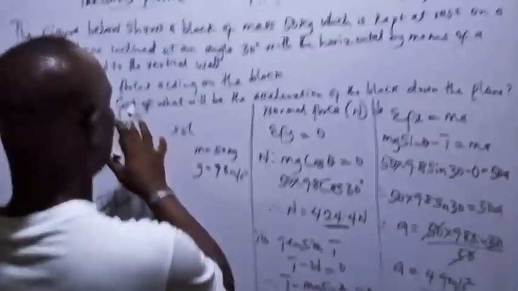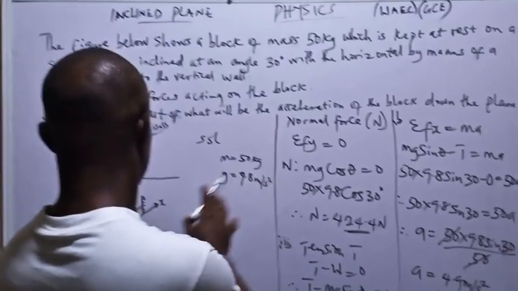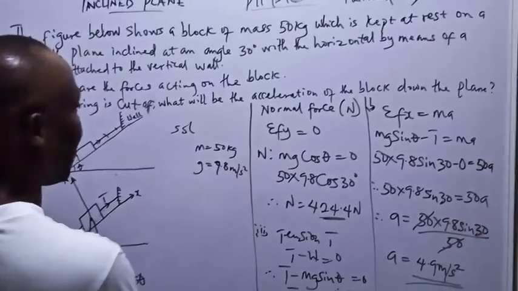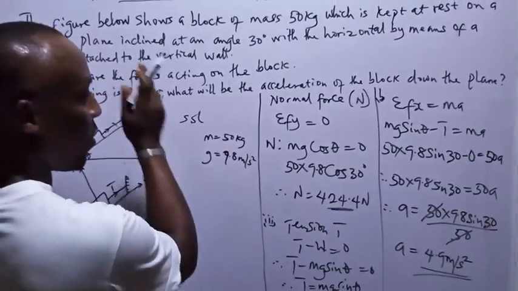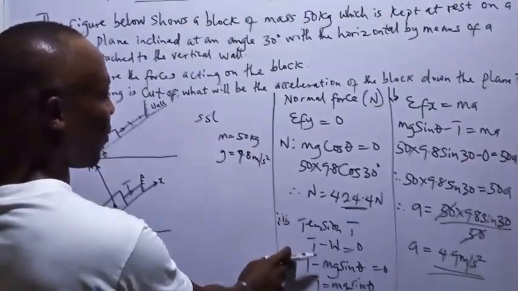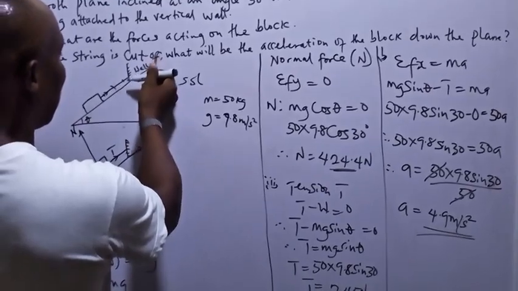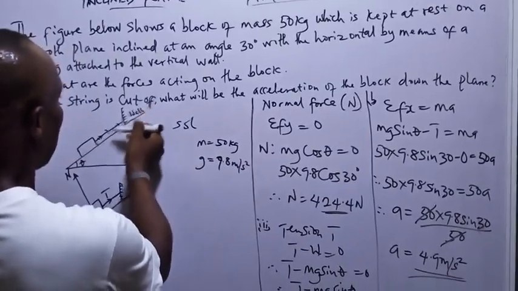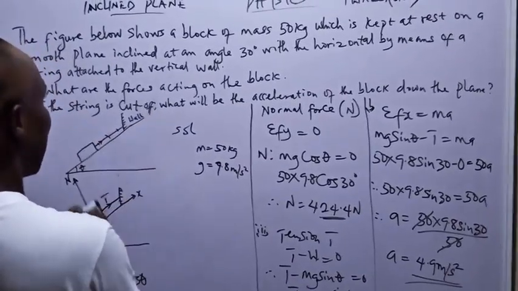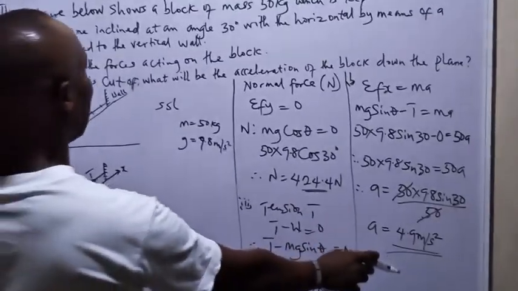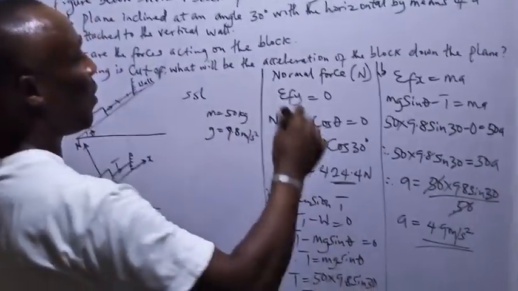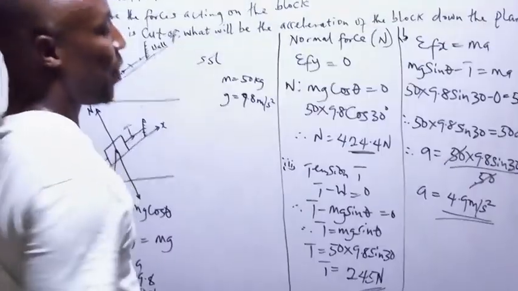As simple as that. The question states, what are the forces acting on the block? The forces here are weight, normal force acting upwards, opposite weight, and the tension on the string, which is holding from the wall to the block that is sliding. And this is the acceleration with which the block slides down the plane.